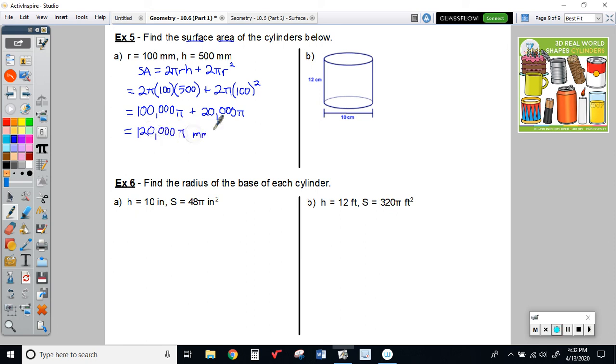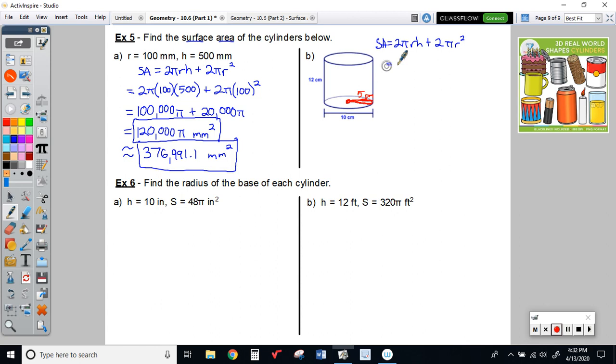And this is millimeters squared on this one. Rounded off, that is approximately 376,991.1 millimeters squared to that nearest tenth right there. And then from there, let's take a look at part B. On this one, we're told the diameter, so be careful that you're dividing that by 2, finding the radius from there. That is 5 right there, so 5 centimeters. And so from there, plug in some values into your formula. So we've got surface area is 2 pi RH plus 2 pi r squared.